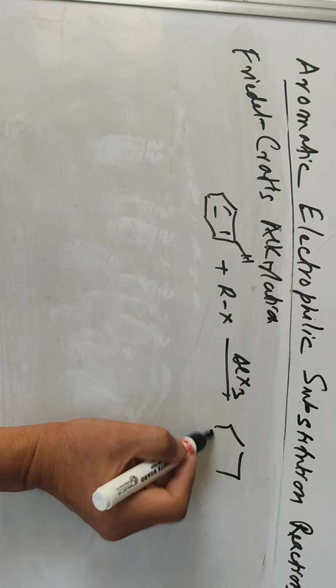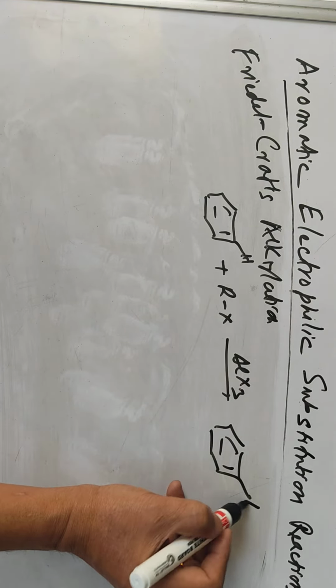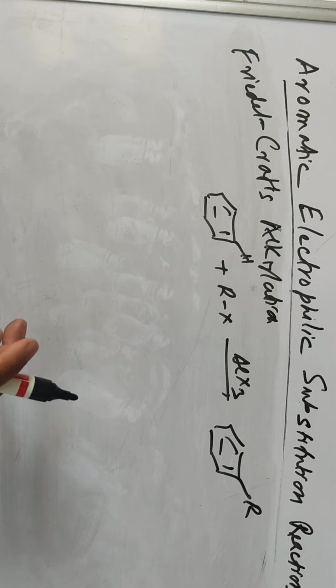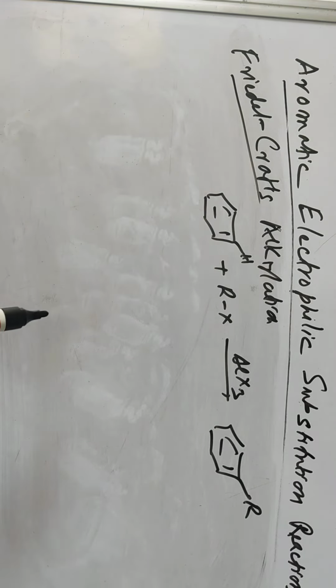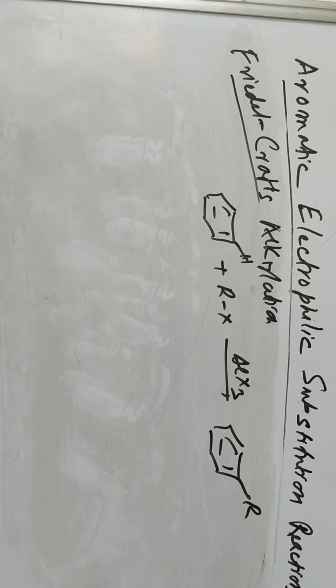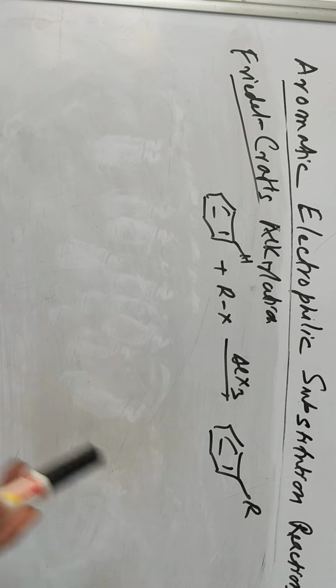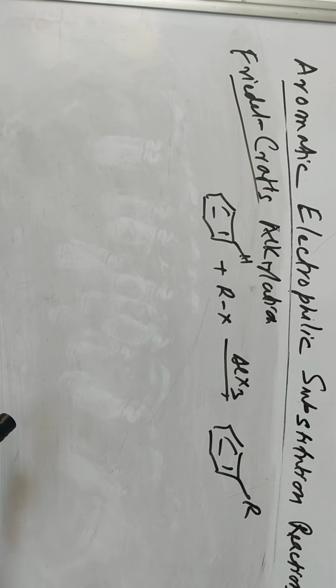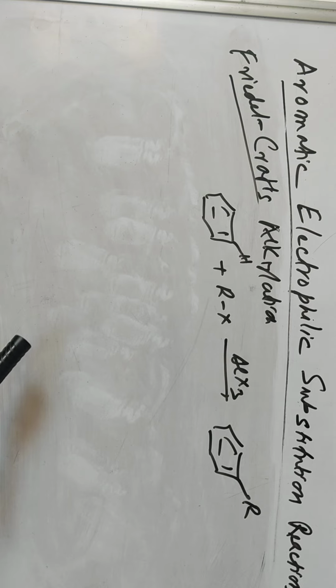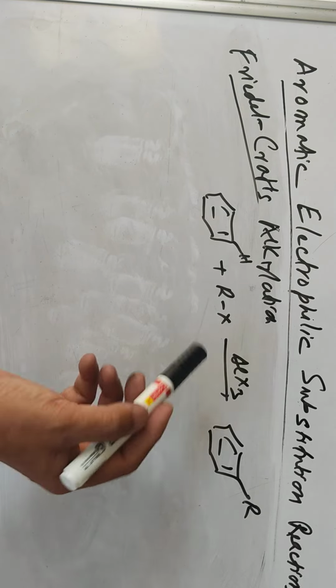So you can get alkyl benzene. So this is about the Friedel-Crafts alkylation. Benzene reacts with alkyl halides to give this alkyl benzene. You can have acylation also. Similarly, in the case of acylation, we can have acyl groups.